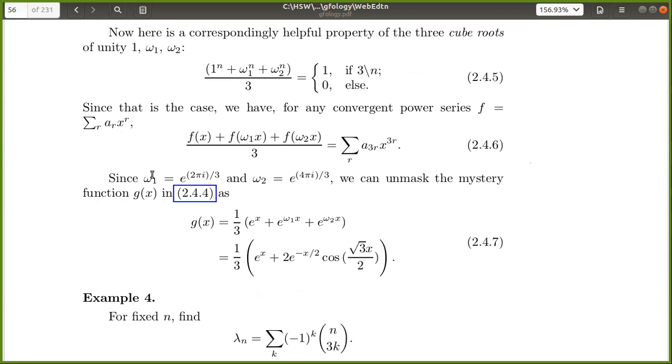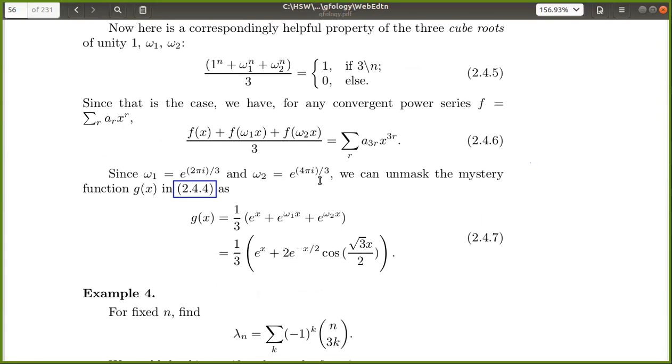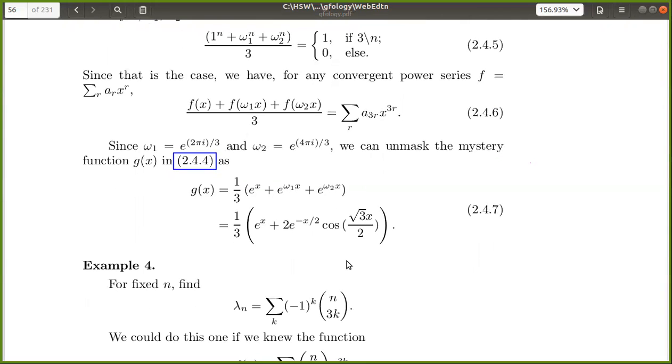Now you already know what omega 1 and omega 2 are. You can substitute these values back, and then this g(x) is 1 upon 3 times e raised to x, e raised to omega 1 x, and e raised to omega 2 x. With these values, you would substitute back here and get this answer. Okay, this part is yours. I'm not going to go into this piece.